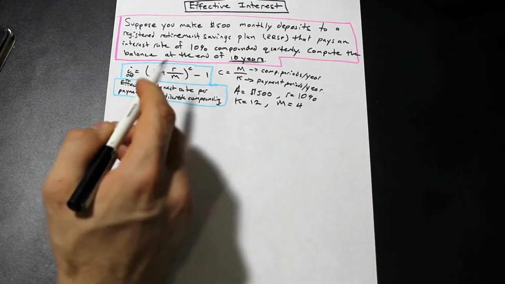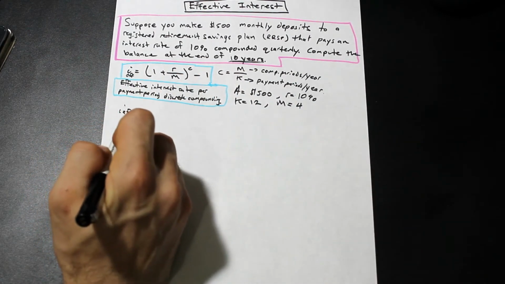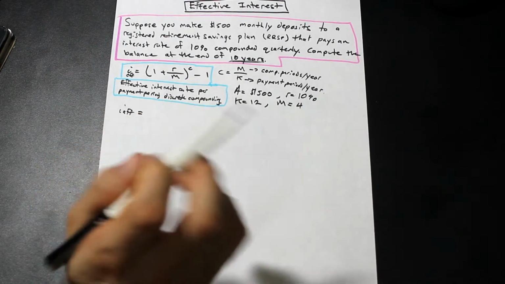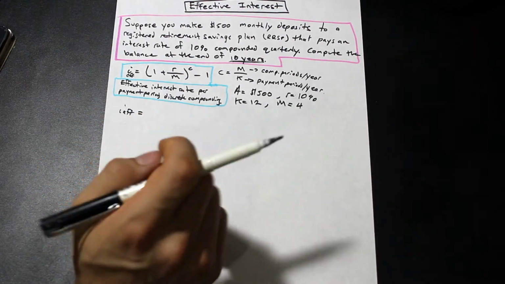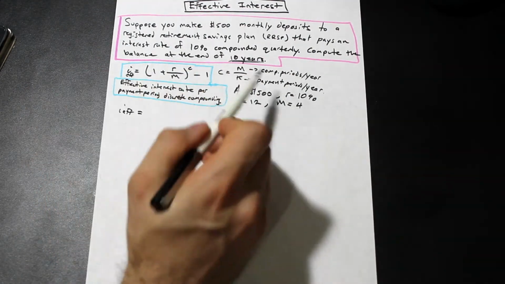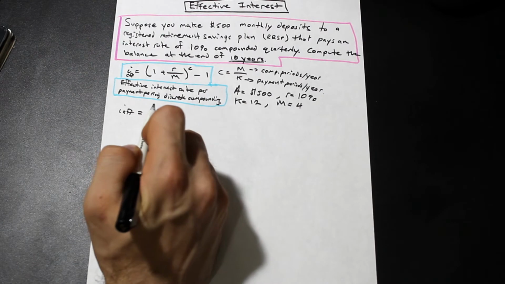Let's start to plug into this formula here, I effective. I've just written a little description under here. It's the effective interest rate per payment period for discrete compounding. We'll do another video on continuous compounding, which is really easy. This is also pretty easy, but just remember this formula and you're good. So let's start with the formula.